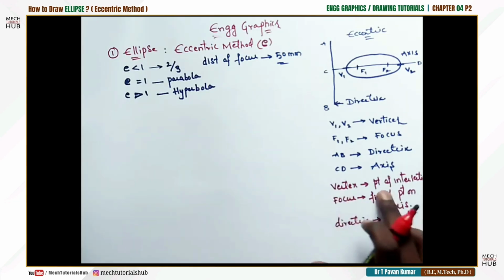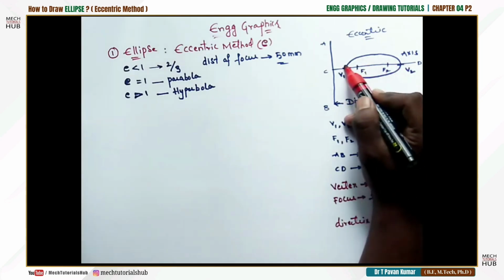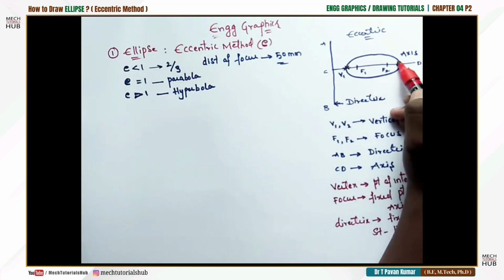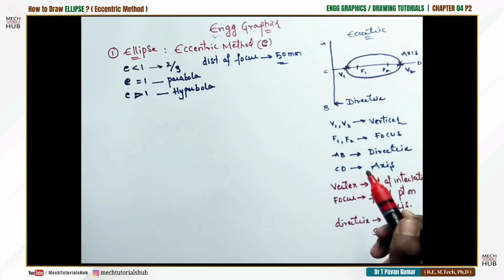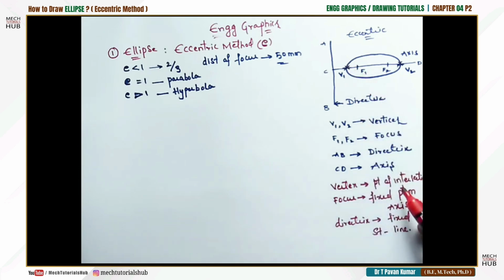Vertex is a point of intersection, and the focus is a fixed point on an axis. Point of intersection means, on this particular axis, this is point of intersection 1, point of intersection 2. He may give you a distance in the question. Sometimes he may give you a distance talking about a point of intersection. In that case you need to understand that he is talking about a vertex point.